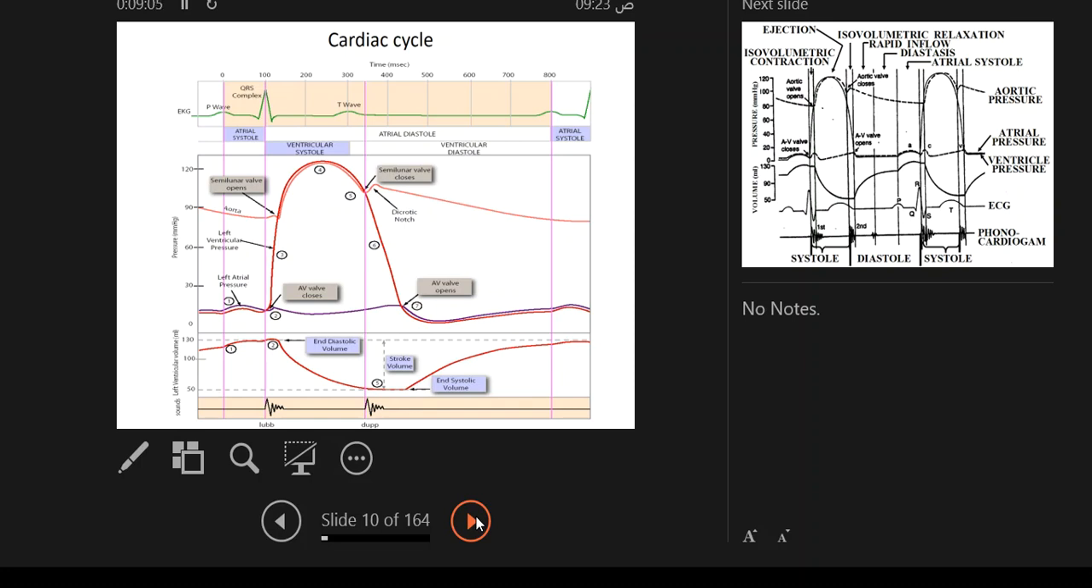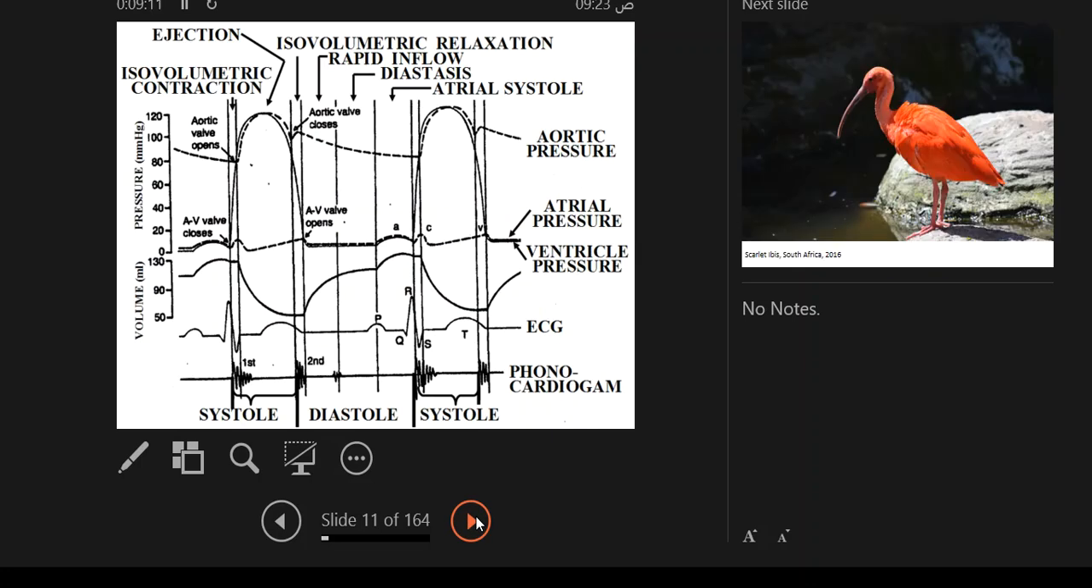So this is an example of what I need you to know. You need to take this picture and know it by heart. It's just another one of the same, but maybe they put in more sounds, the first sound, the second sound, the third sound, and so on. So it helps you there. The third sound is physiological in young people because of the rapid circulation, and so that happens in teenagers and sometimes even in children.